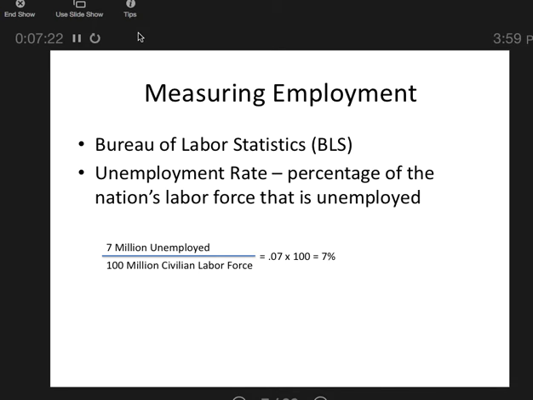This number is a big one, especially during campaign years. So right now, with campaigns going on, this is a number that politicians and competitors look at each month to see how the economy is doing.